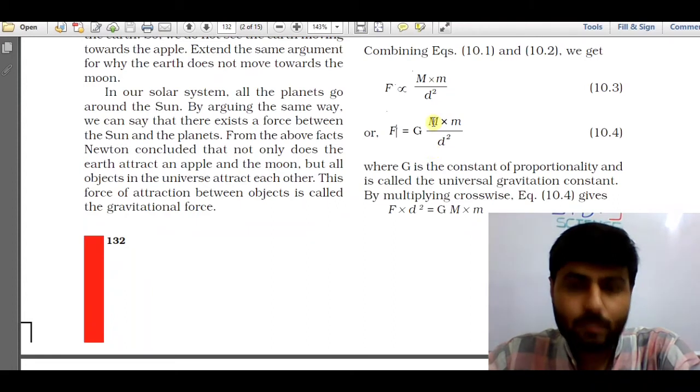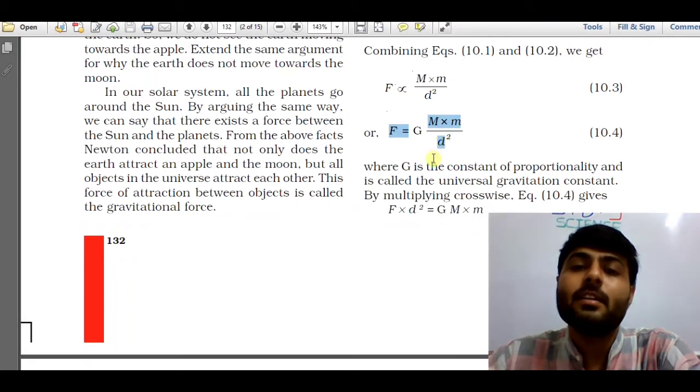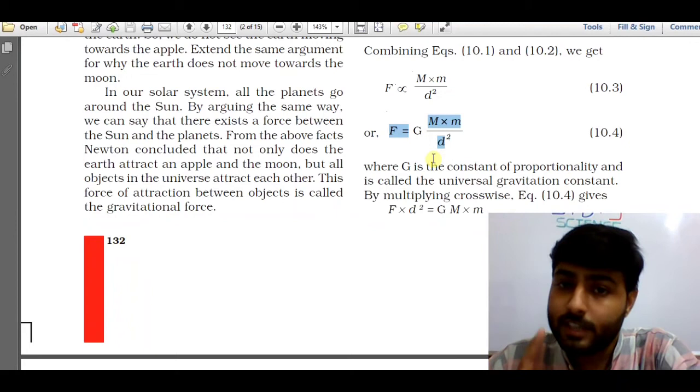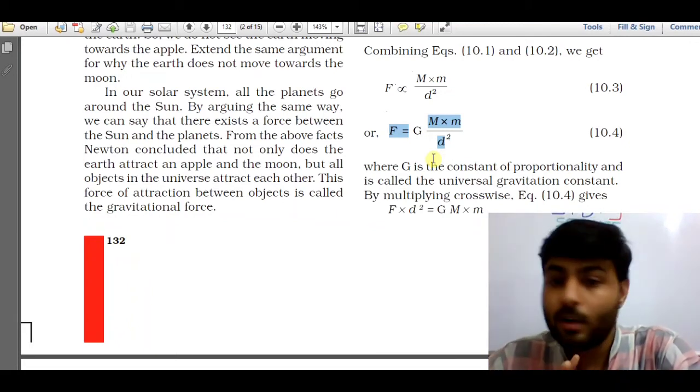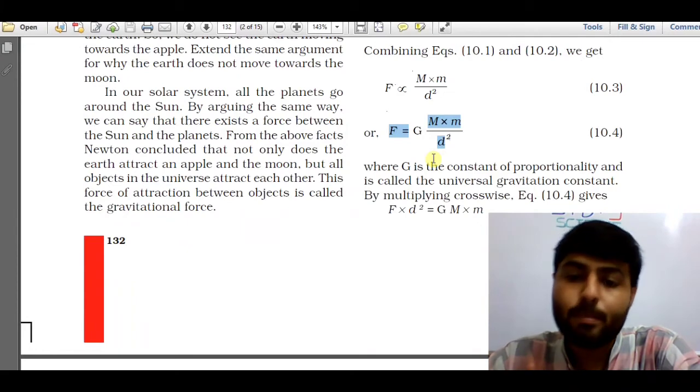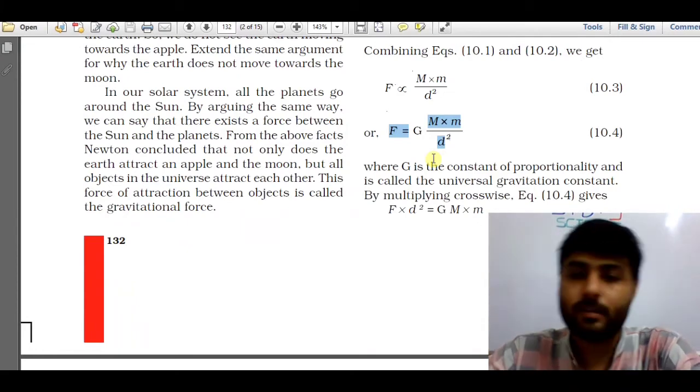Mass we put in kilogram, and this distance we put in which unit? Meter. We put distance in meter, not in centimeter or in kilometer or decimeter. We have to put the value in meter.